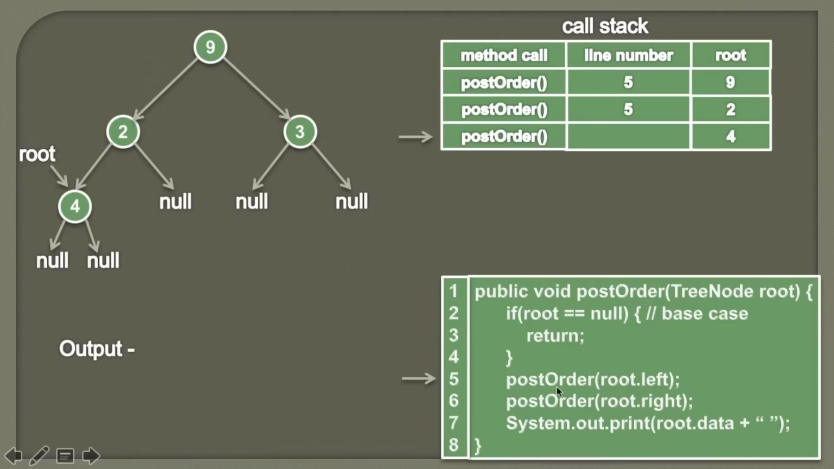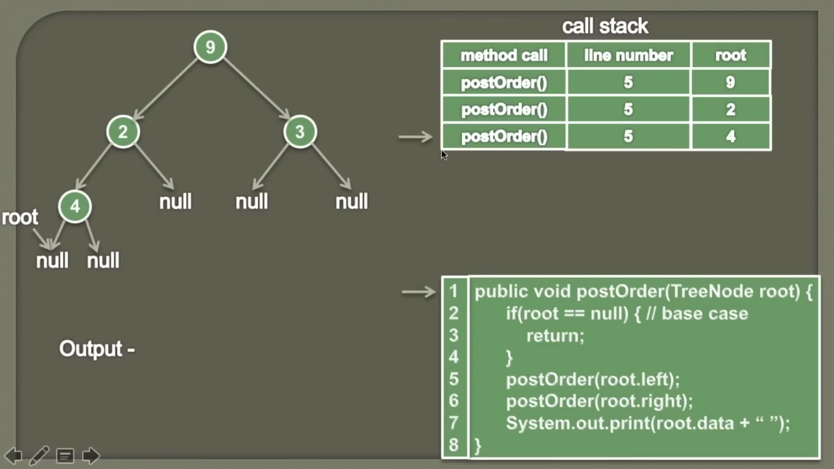Therefore we are again calling the post order method, and this time we are passing root.left. Here root is pointing to node 4 and its left is pointing to null. So now we are calling this post order method with a null value, and since we are leaving this method from line number 5, we update the line number here as 5. The point of execution reaches this post order method with root as null, so root will now point to null.